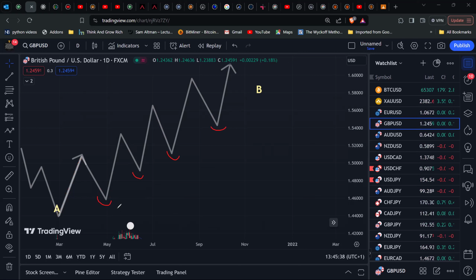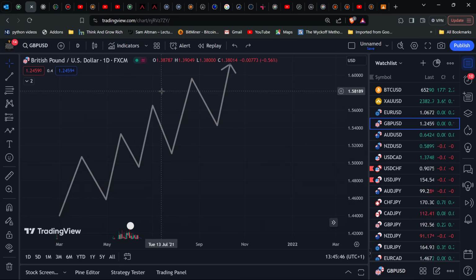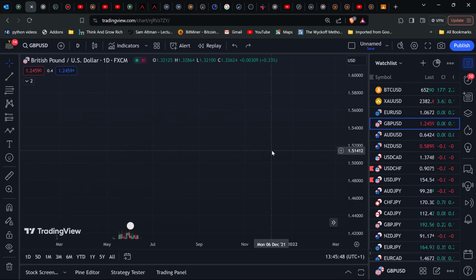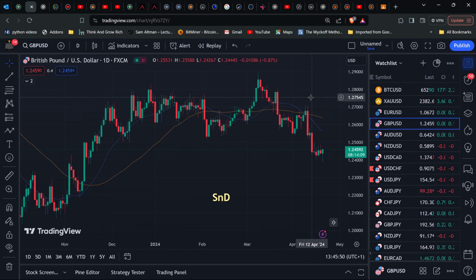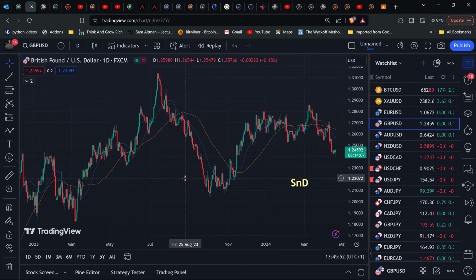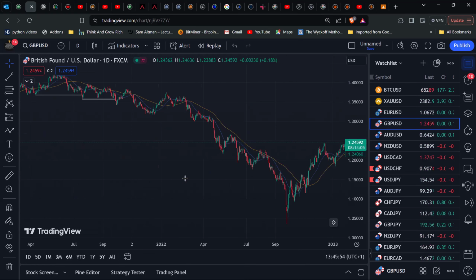So this way, we're not forcing price. Basically, we're just looking to ride the trend. That's what true trend following is all about, where we simply look to ride the trend in the market. Now, let's see how we can do that using the concept of supply and demand.